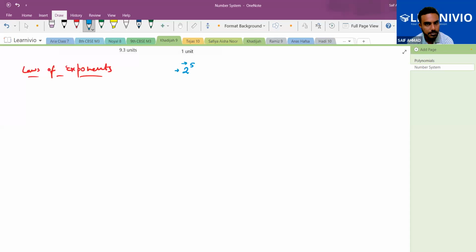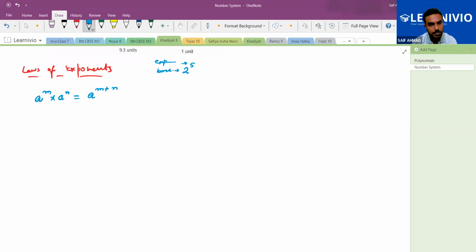This is the exponent and this is the base. What are the laws of exponents? For example, a to the power m into a to the power n: if we have the same base in the multiplication, the powers will get added on the same base, a to the power m plus n.